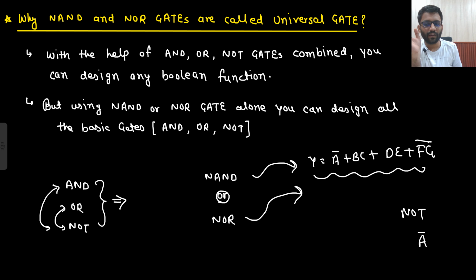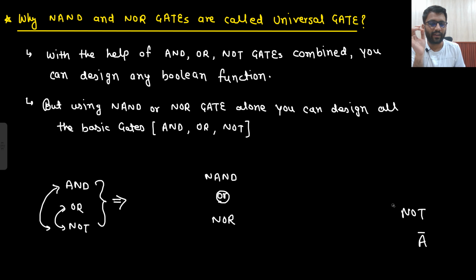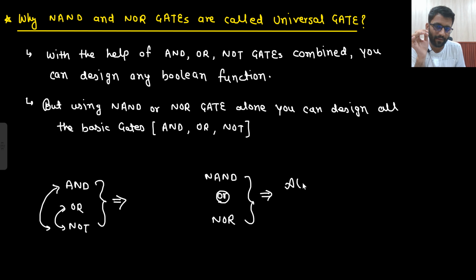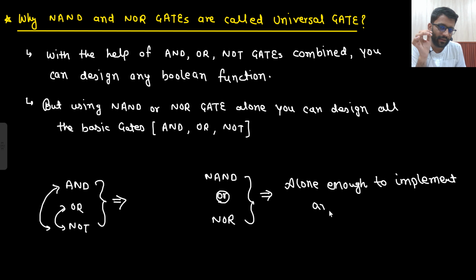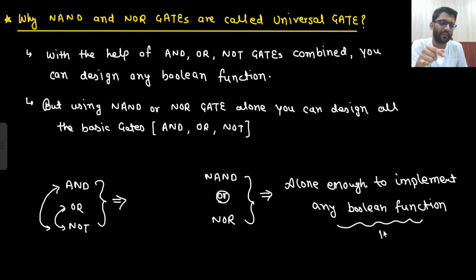Okay. So here I will write: alone enough to implement any Boolean function. That's why they are called universal gates.